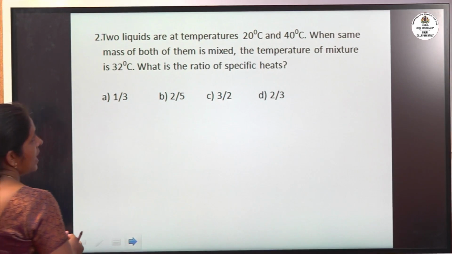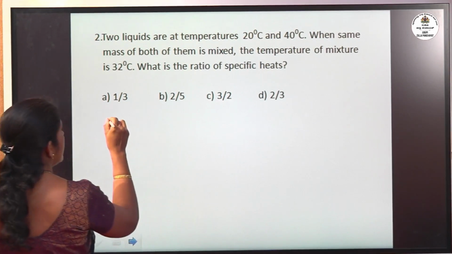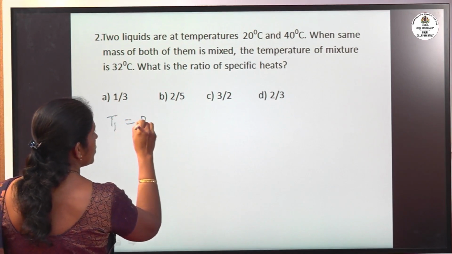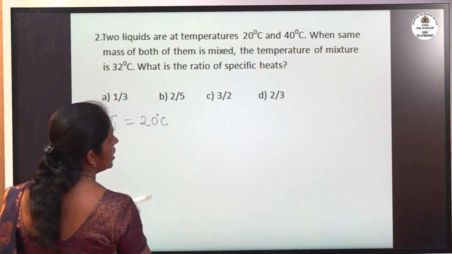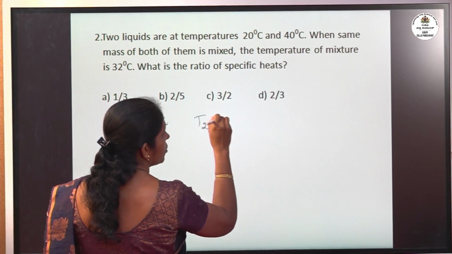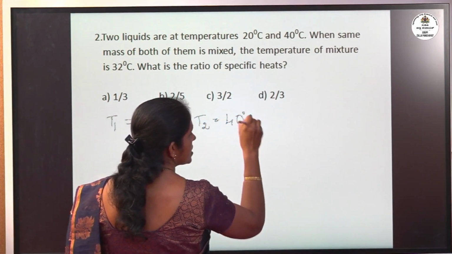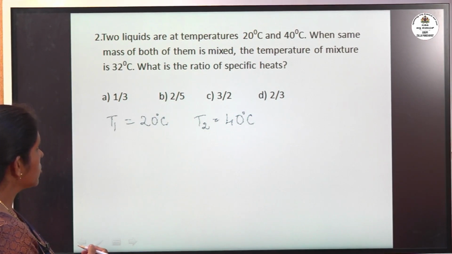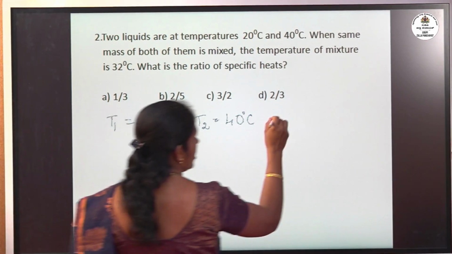Two liquids are at temperatures, say T1 is the temperature of the first body 20 degrees Celsius, T2 be the temperature of the second body 40 degrees Celsius. When mass of both of them is mixed, M1 is equal to M2.